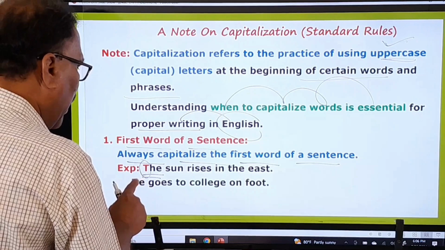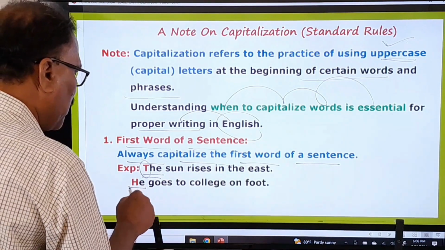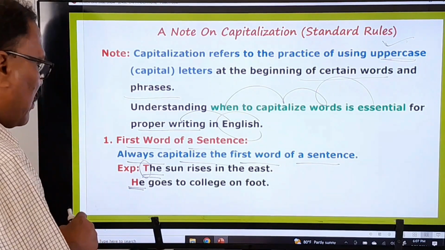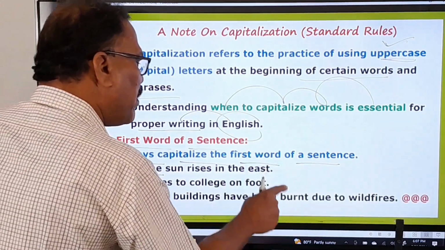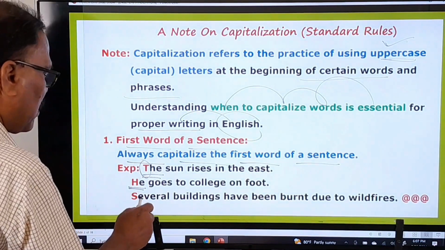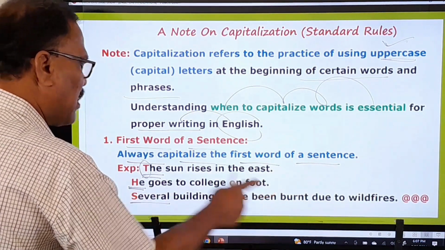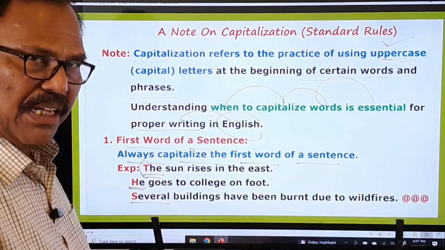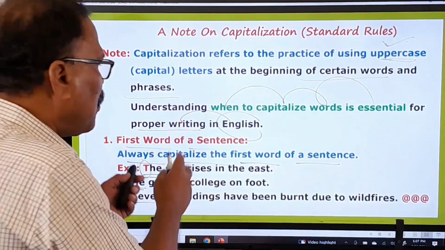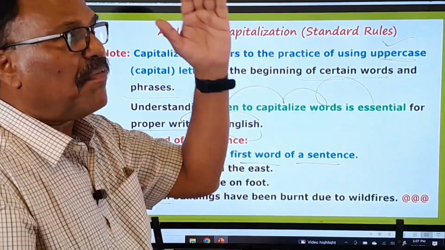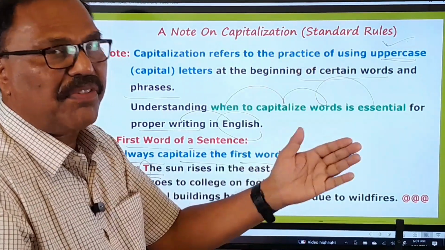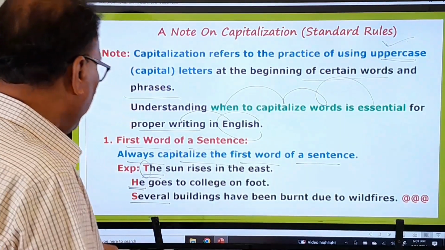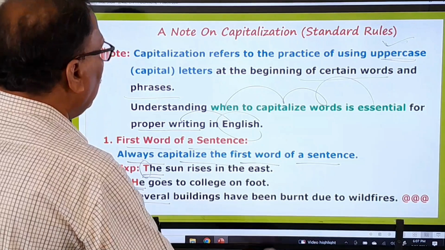The next one is, he goes to college on foot. This is the first word of this sentence, and therefore the first letter of this first word is capitalized. Similarly, several buildings have been burnt due to wildfires. Here several is the first word of this sentence, so it is capitalized. That means the first letter of the first word has been capitalized. In this way, it is a very standard rule according to which the first letter of the first word of that sentence must be written in capital letters. Now we move on to learn other rules.